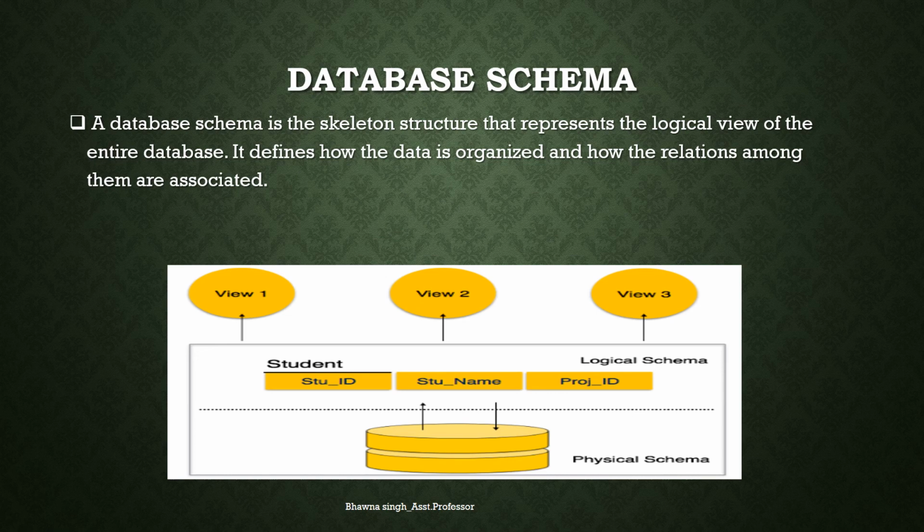And in this picture also you can see the overview of all the three levels, that is the physical schema, the logical schema that is defining all the fields like student ID, student name, project ID, and the view schema. So this schema describes the descriptive details of the database.